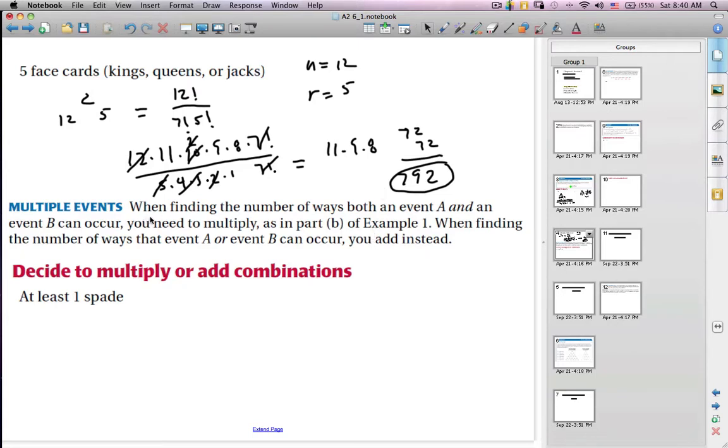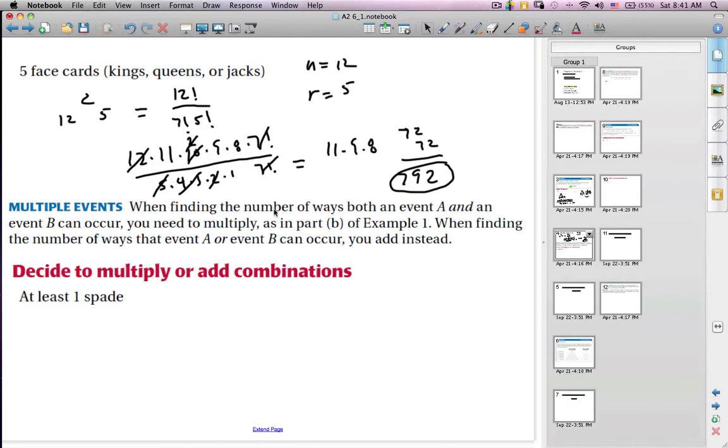So when I want to talk about multiple events, finding the number of ways both event A and B can occur, I would need to multiply or add, right? So it's really about whether it's and or. When it's this happens and then that happens, those are 2 events. So the number of ways the first thing can happen, and the number of ways the second thing can happen, get multiplied together to find out the number of ways this will happen and then that will happen.